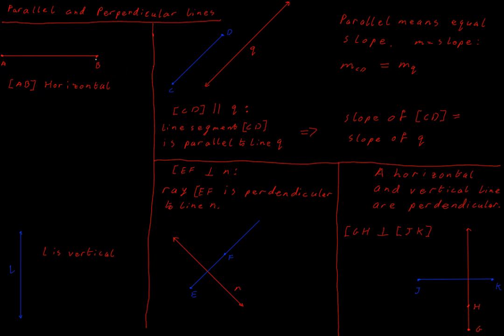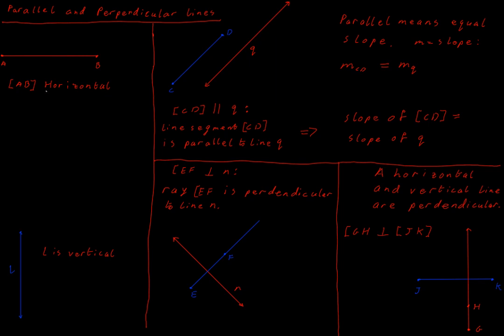I have a line segment here, AB. I know a line segment is a bit of a line in between 2 points. So my line segment is A and B, and it's capped at A and capped at B, so my line doesn't go out beyond those points. And this is a horizontal line. Now, a horizontal line just means that it's parallel to the ground pretty much.